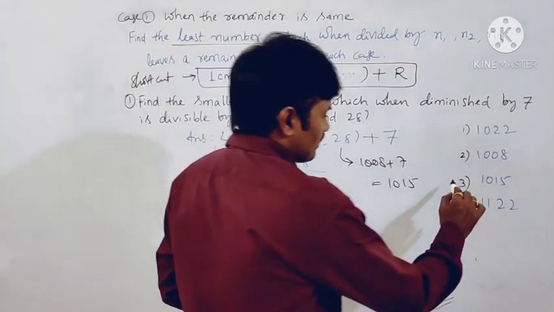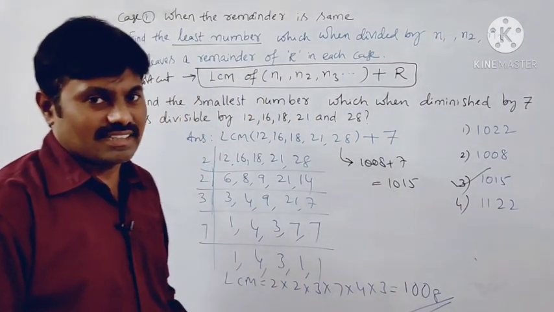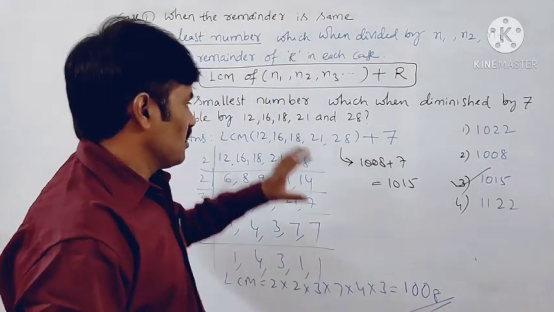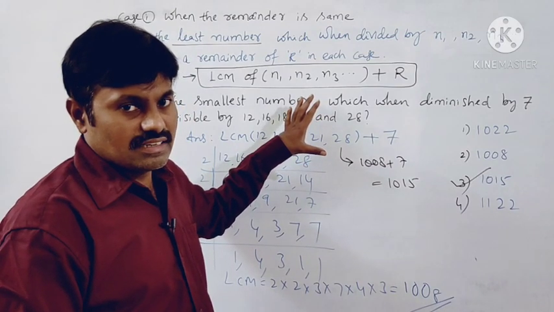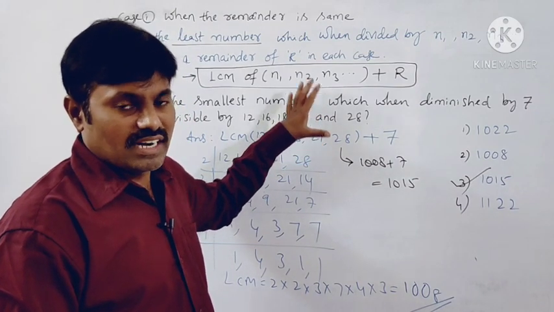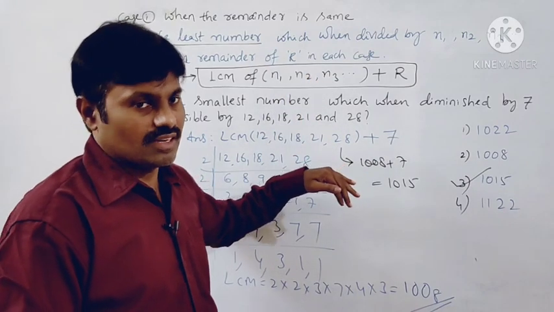So our option is 3. The third option is correct. Clear? This is one way of finding the solution. This is the case when there are different divisors and the same remainder.